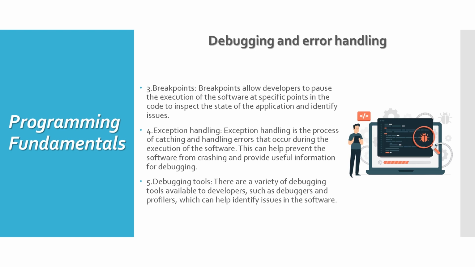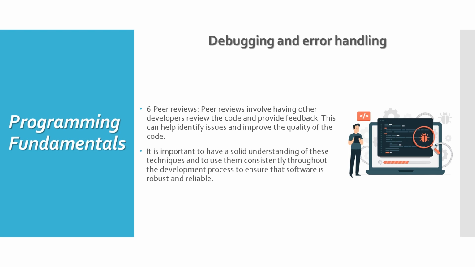5. Debugging tools. There are a variety of debugging tools available to developers, such as debuggers and profilers, which can help identify issues in the software. 6. Peer reviews. Peer reviews involve having other developers review the code and provide feedback. This can help identify issues and improve the quality of the code.